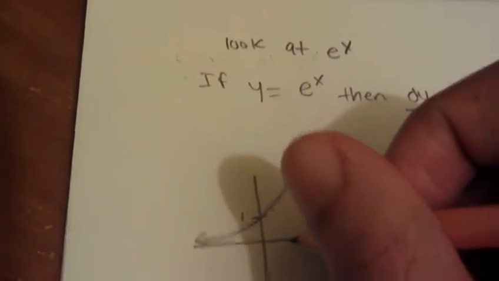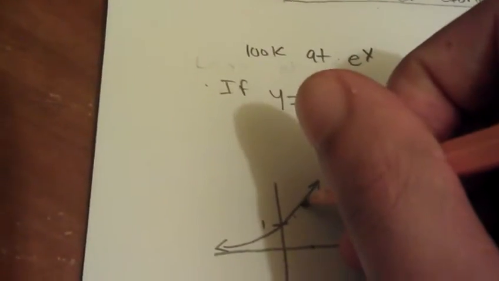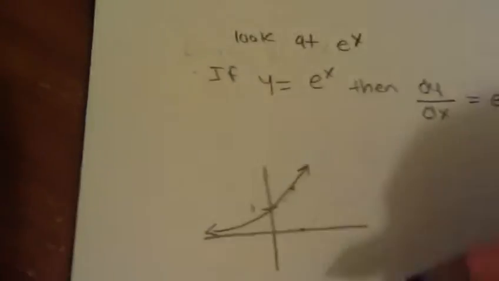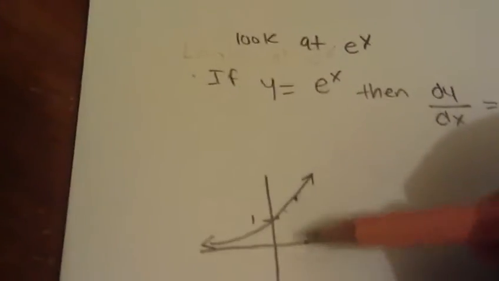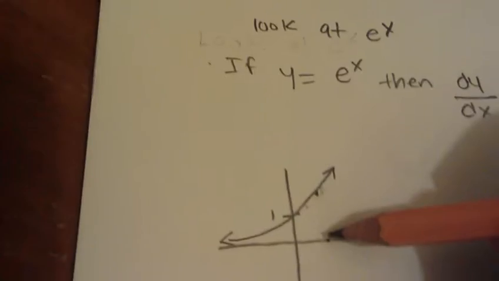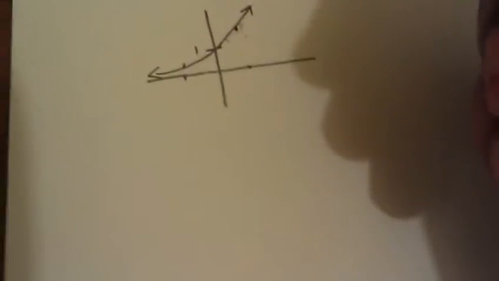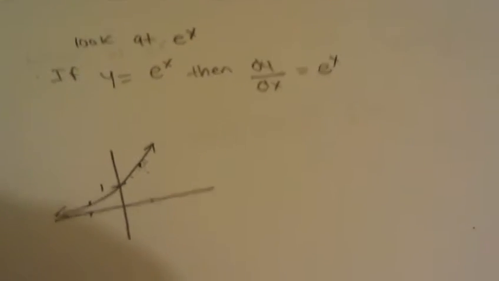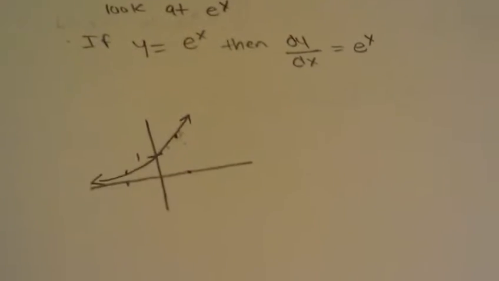So if I were to take a point from here to here, the slope and the function are the same whether it's here or here. This is the only function that has this interesting property. So let's look at an example.